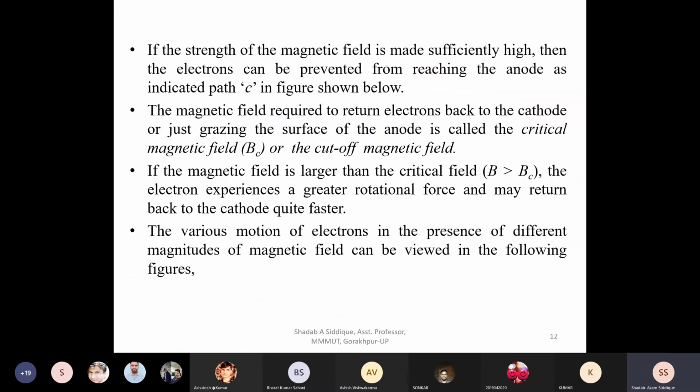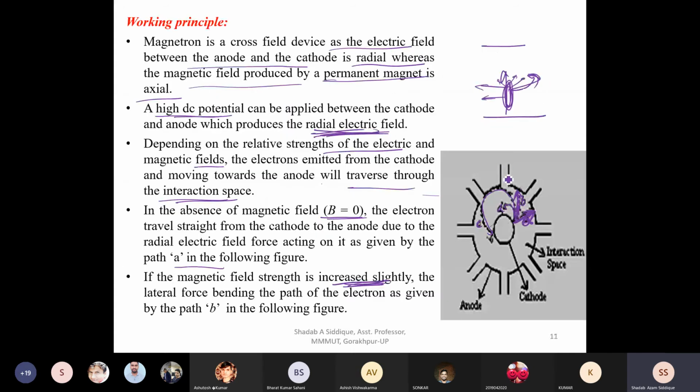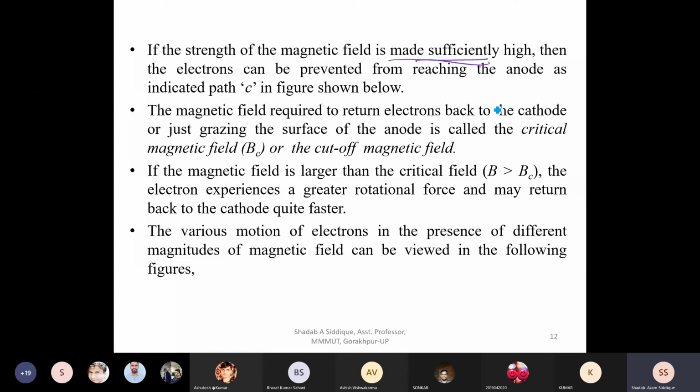If the strength of the magnetic field is made sufficiently high, then the electron can be prevented from reaching the anode, as indicated in path C of the figure. It is not reaching the anode, it is coming out from this point, and this is path C, not going to the anode side. And if it is very high, then it comes out at once and the path will be D.